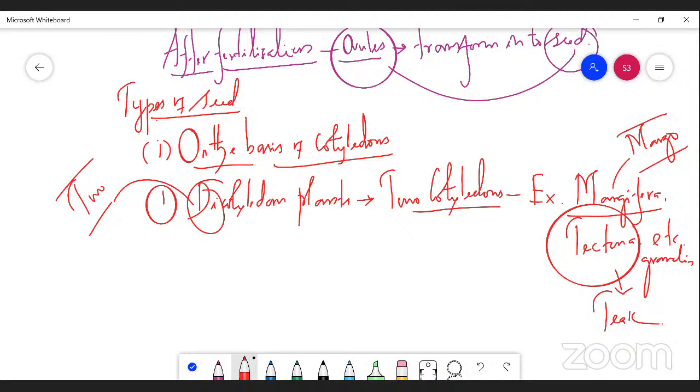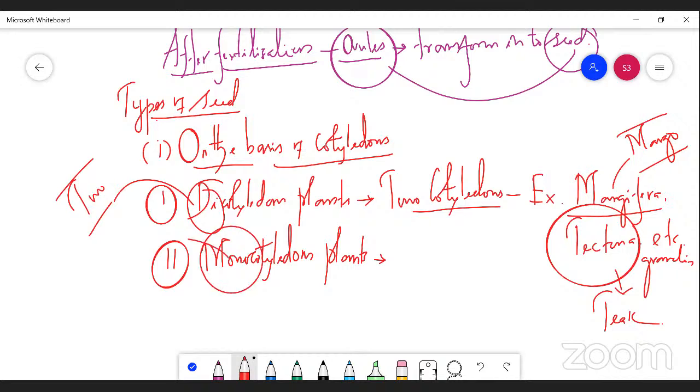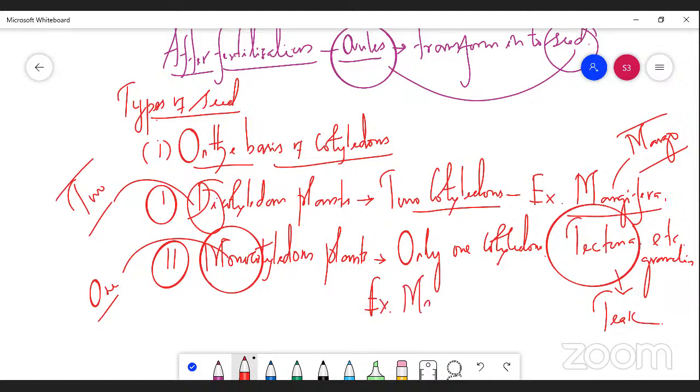Next, the second one: monocotyledon. What is mono? It means single or one. When the seeds are sown in soil, they produce only one cotyledon. Examples: maize, then rice.